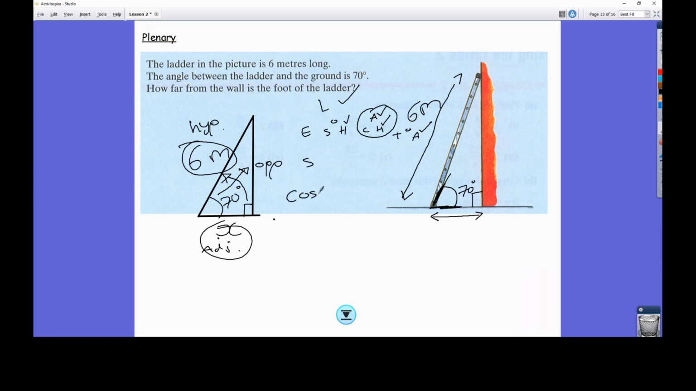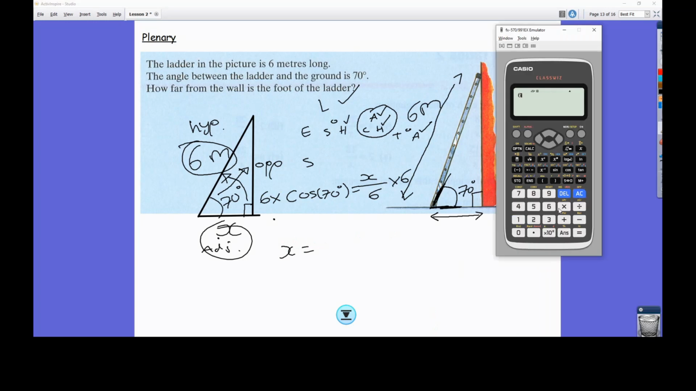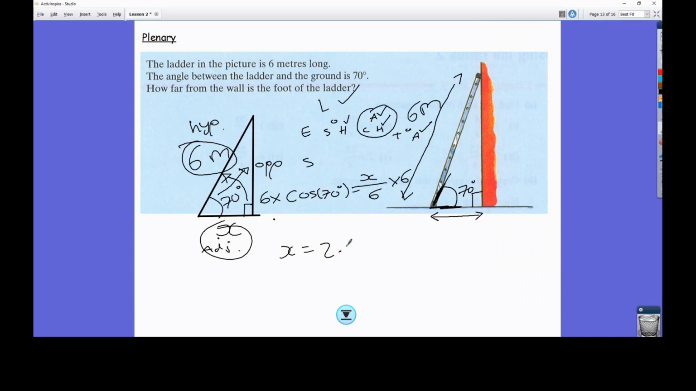Let's form our equation. Cos of 70 degrees is equal to the adjacent, which is x, over the hypotenuse, which is 6. How do I get x on its own? Well, multiply both sides of my equation by 6, which will give me x equal to 6 cos 70. So let's do that. 6 times cosine 70 equals 2.052, or about 2.05 meters to 2dp. Don't forget the units. So that means the ladder is about 2 meters.